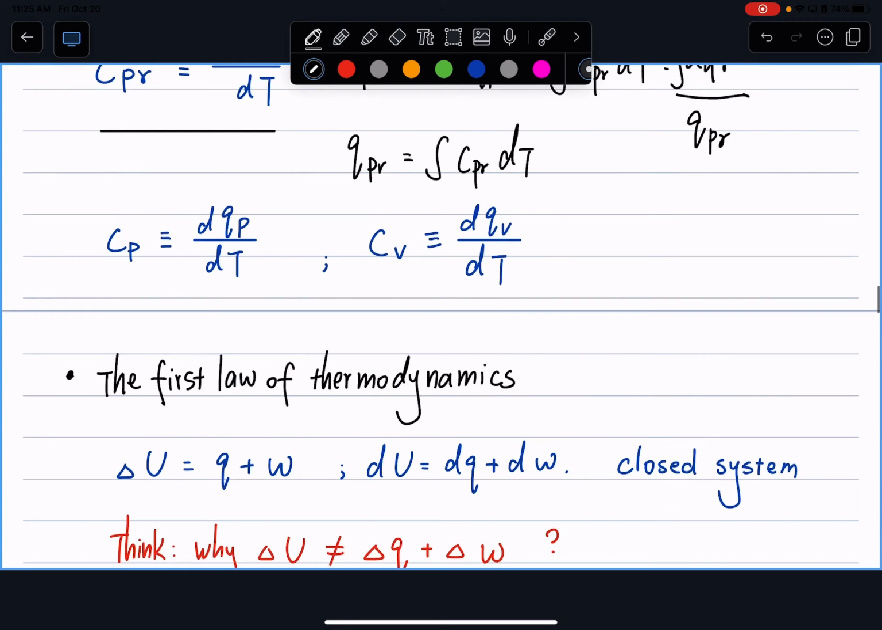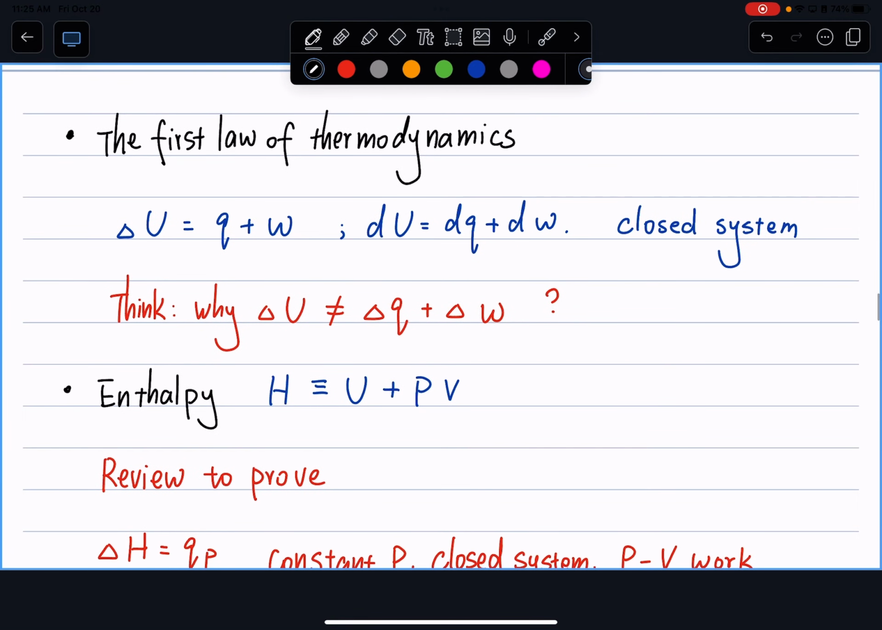All right, and then we spent a lot of time talking about the first law of thermodynamics. The important thing is you have delta U equals Q plus W, or you can write dU equals dQ plus dW for a closed system. Now I want to ask you a quick question: why is this one a wrong expression for the first law of thermodynamics? Yes? Because Q and W are not state functions. Yes.